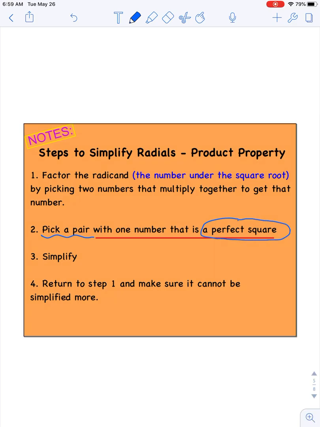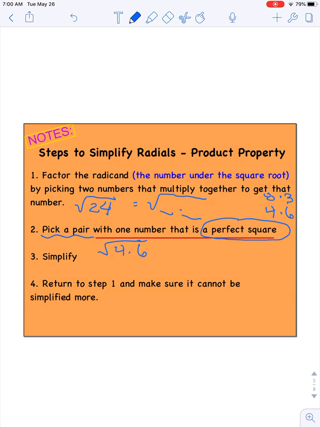So if we go back to the example that we had on the last screen, we'll do the same one, the square root of 24. We're going to separate that into two numbers that multiply together to get 24. We have to pick a pair that has a perfect square. So like 8 times 3, that's 24, but neither of those are perfect squares. But 4 times 6 is. So then we're going to break that down into the square root of 4 times 6.